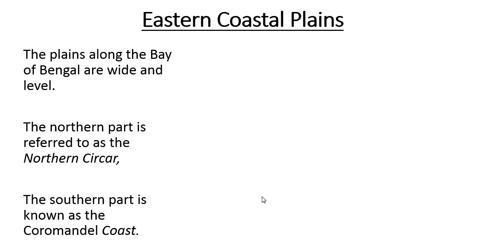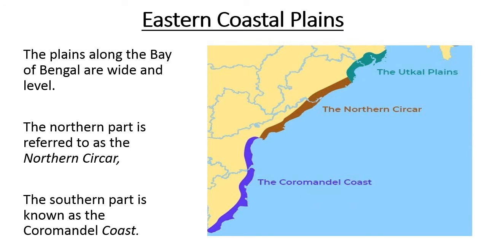Next, the eastern coastal plains. The plains along the Bay of Bengal are wide, and western coastal plains are narrow. These plains are wide and level. Wide and level is the important characteristic of the eastern coastal plains.